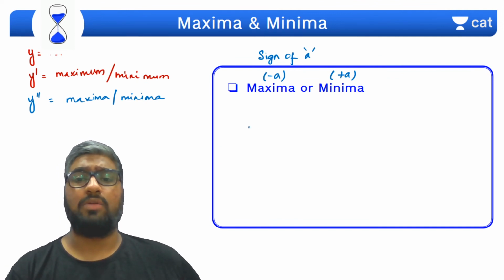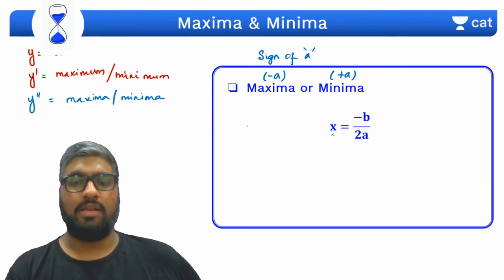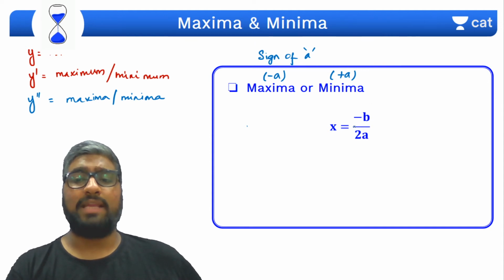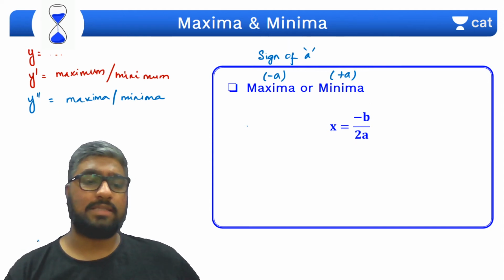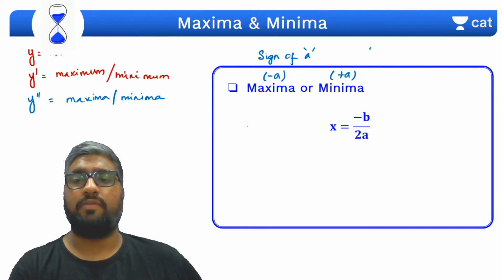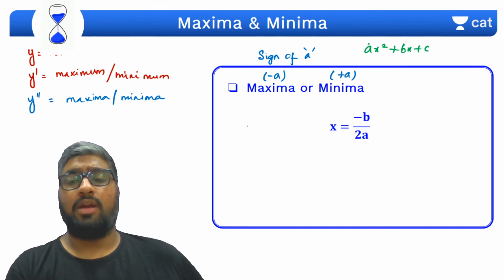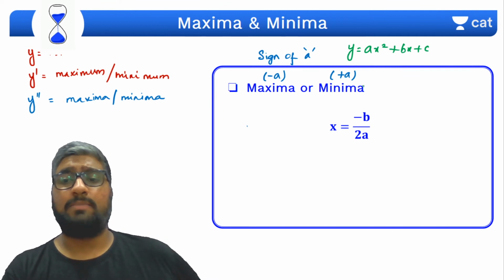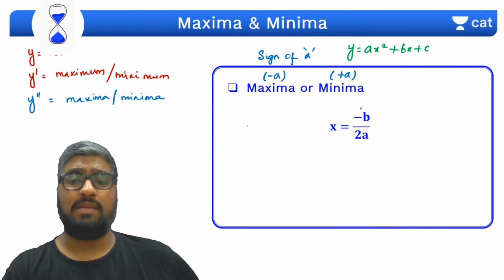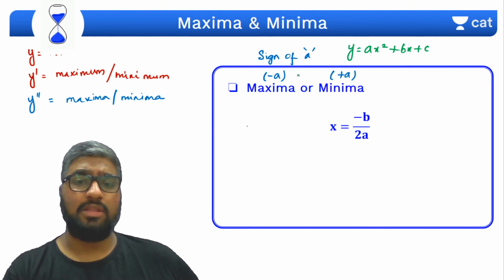If you are looking for the maxima or minima, then the value of x would be what? Minus b over 2a. Where does this come from? The standard form of any quadratic expression. So if this is the quadratic expression given to you, then minus b by 2a would give you the maxima or minima depending upon the sign of a.